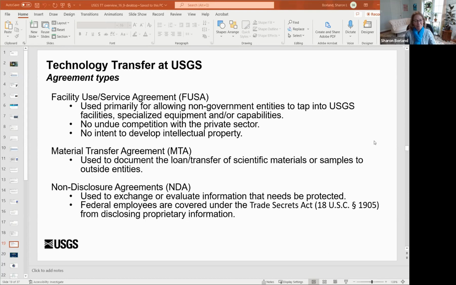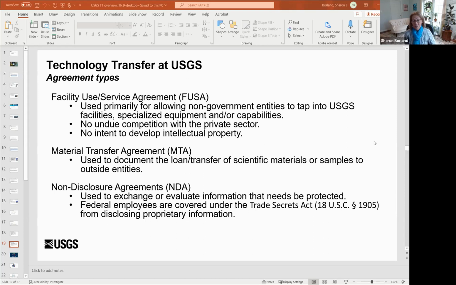Okay, thank you, Jonathan. All right, so the facility use and service agreement is something that the USGS uses to provide laboratory services or access to specialized equipment at laboratories. For the most part, it's providing laboratory services. You'll see under the FUSA, it states here, no undue competition with the private sector. And that is just to make sure that we're not in violation of OMB regulations that state that the federal government should not be in competition with the private sector.